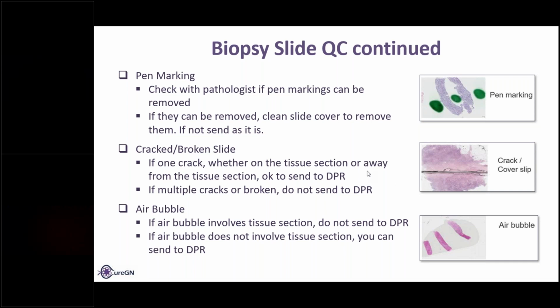Some other issues, pen marking, and that I've seen a lot of. For some reason on this one, it shows up as a green glob. A lot of times it's a circle, like the pathologist had circled something on the slide. So just check with the pathologist to see if the pen markings can be removed. And if they can, clean the slide to remove it. And if not, just go ahead and send it as is.